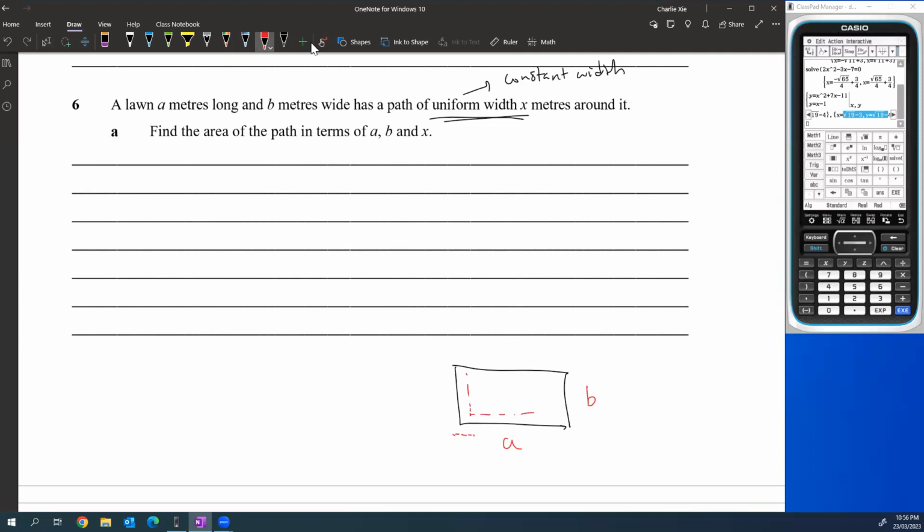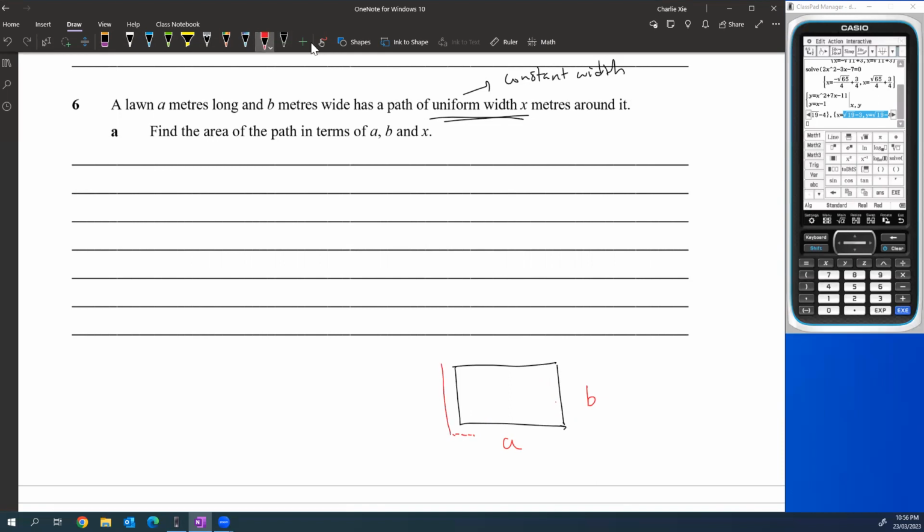Because some people might get confused. It's around. Is it inside? No, use your common sense. It's a lawn, so the path you have built would not be in the lawn. It's surrounding the lawn. Okay.